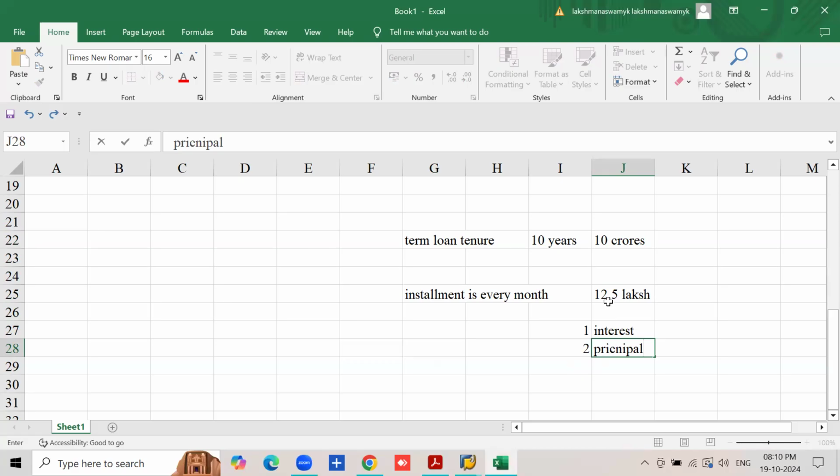So out of this 12.5 lakh installment, the interest portion is to be separated, and that interest is to be charged to the profit and loss account. The remaining amount only is to be reduced from the principal amount. That's why, before paying this installment, we have to calculate interest on the outstanding balance of the term loan, debit it to the interest account and credit it to the term loan account. So this entry you have to post.